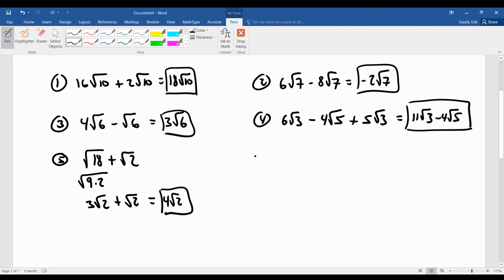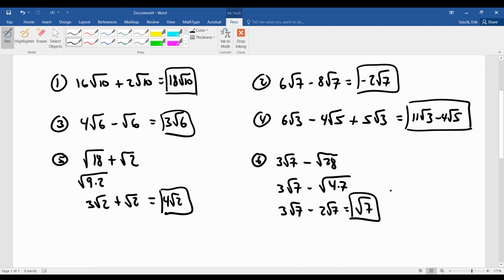All right, I'll just do one more and then we'll call it. And then you'll have a short homework assignment. So something like this, 3 root 7 minus root 28. Again, at first glance, they're not like terms, but root 28 can be broken down to 4 times 7. That comes out as 2 root 7. 3 root 7 minus 2 root 7 would be root 7.